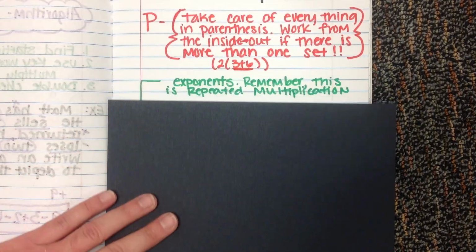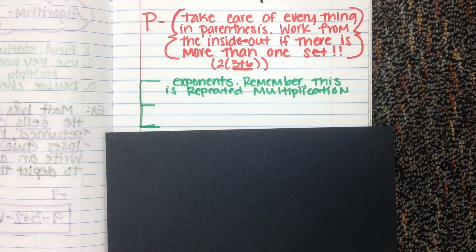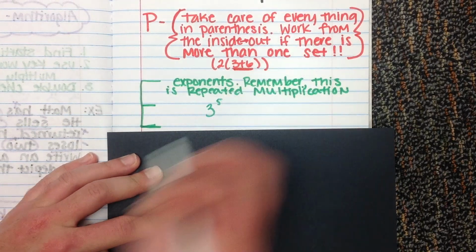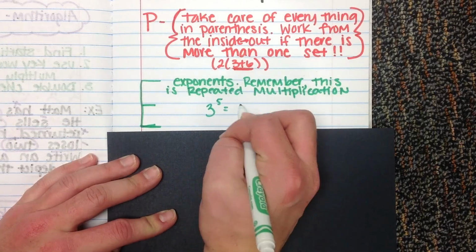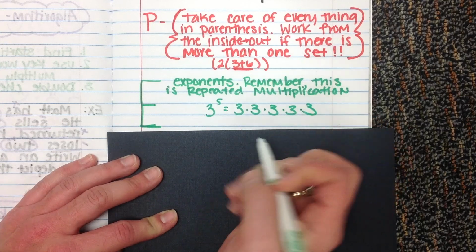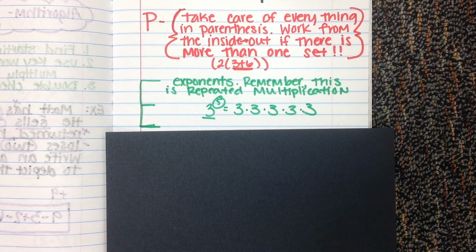The second step you need to do is take care of your exponents. Do you notice that I wrote the E really big and the rest of it kind of small up in the upper right corner? I want you to copy me on that, okay? It's just a visual of what an exponent looks like. E, exponents. Remember, this is repeated multiplication. An exponent is like 3 to the 5th power, which stands for 3 times 3 times 3 times 3 times 3. We multiplied the base, we did it 5 times. Those are exponents.